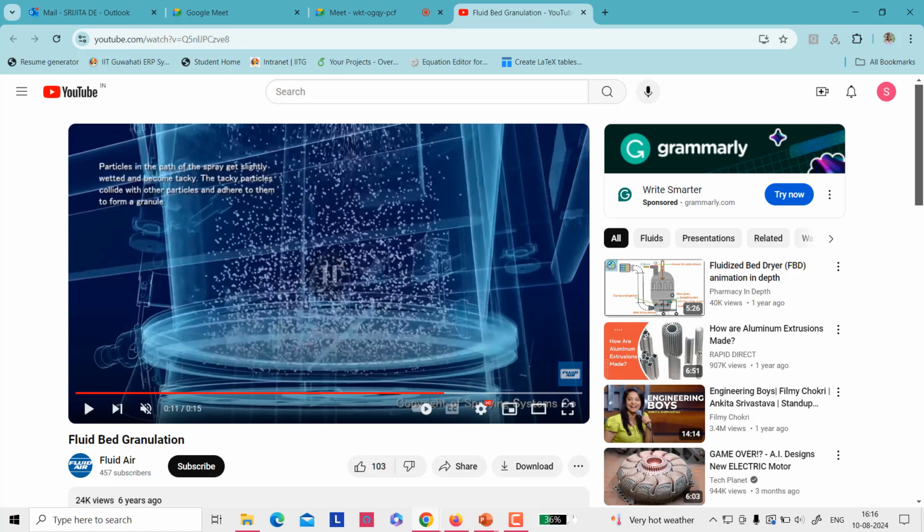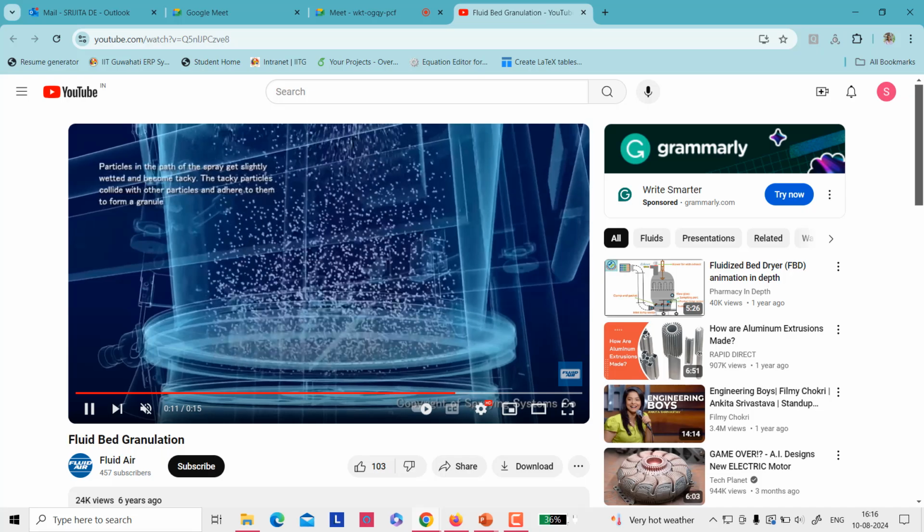And what is written? Particles in the path of the spray get slightly wetted and become sticky. The sticky particles collide with other particles and adhere to them to form a granule. So air is coming from the bottom, and you are spraying something, and with the moisture the particles are getting sticky, attached to each other, and create granules. This is the simple fluidized bed granulator.